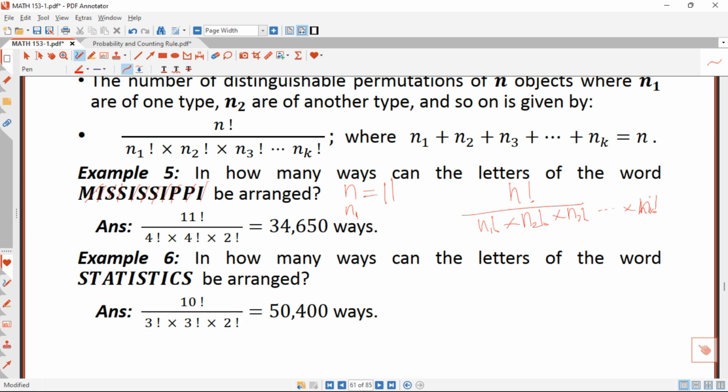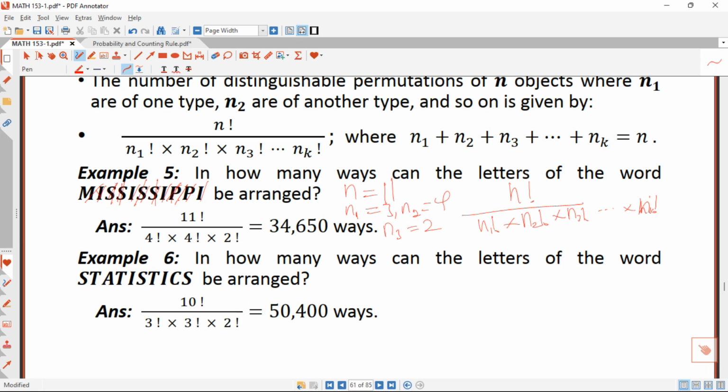And then our n1 will represent the repetition of the I's. The repetition of the I's is equal to 3. And then n2 would be the repetition of the S's. The repetition of the S is 4. 1, 2, 3, 4. We have 4. And the repetition of the P will be n3, which will be 2, since we have 2 P's.